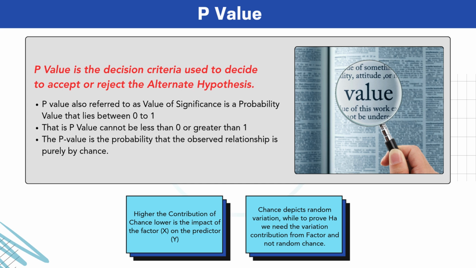Important takeaway: the p-value doesn't prove anything. It only tells us how likely it is that the observed results happened by chance. The smaller that likelihood, the more confident we are in rejecting the null hypothesis. In Six Sigma, using the p-value correctly ensures that our process improvements are statistically justified, not based on assumptions.